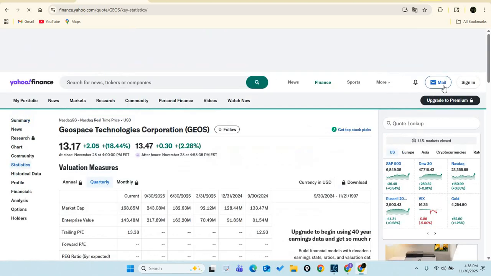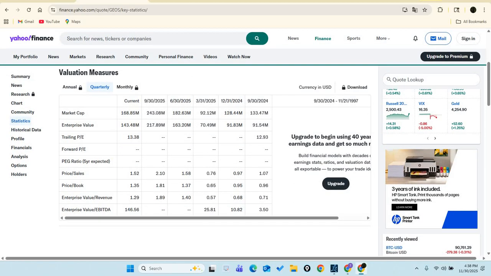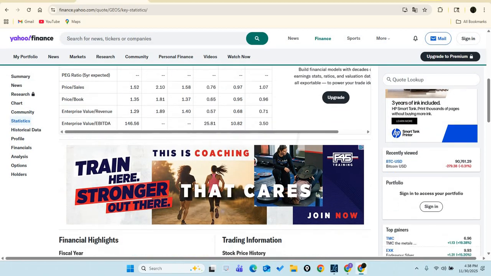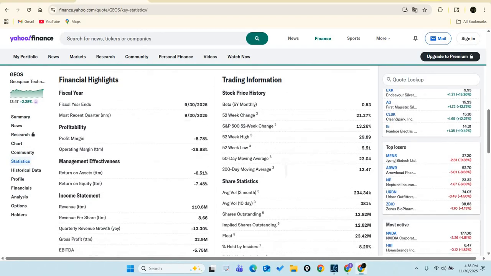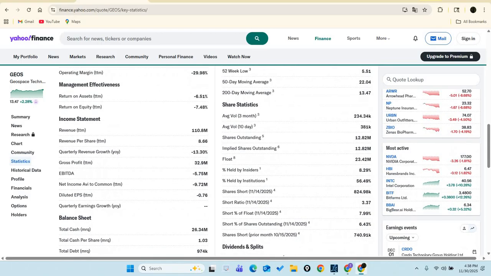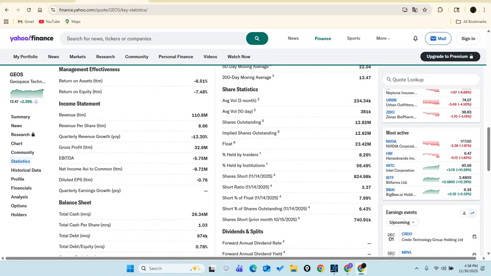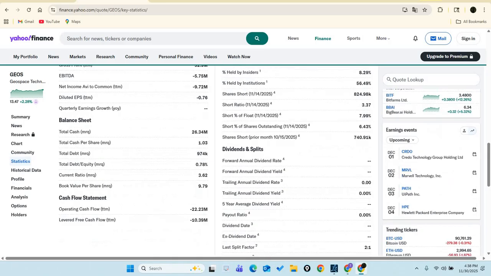And once you go to key statistics, you want to look at market cap, PS, price book. There we go. Profit margin, operating margin, return on assets, revenue 110 million. Revenue per share 866, quarter revenue, gross profit 32 million, the EBITDA, the net income. Here's the balance sheet right here. Okay, total cash 26 million, right? Total debt 974,000. Okay, not too bad.